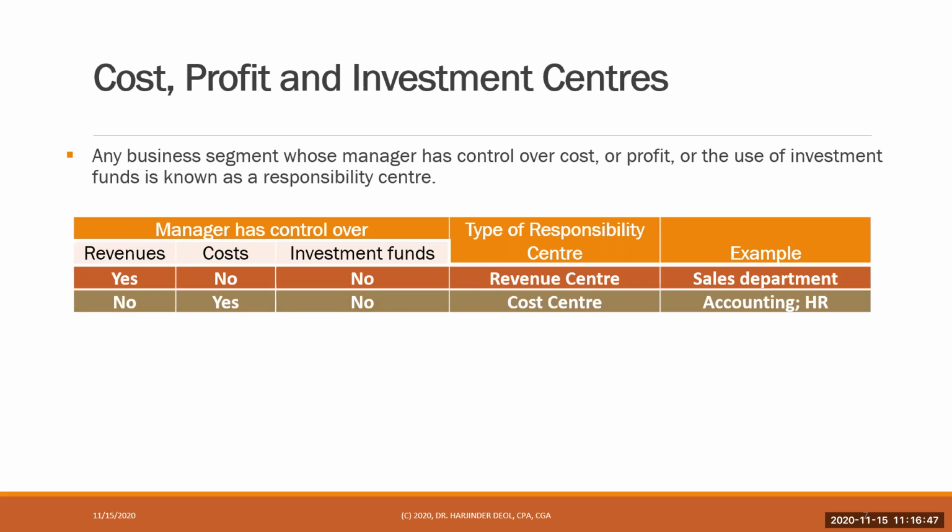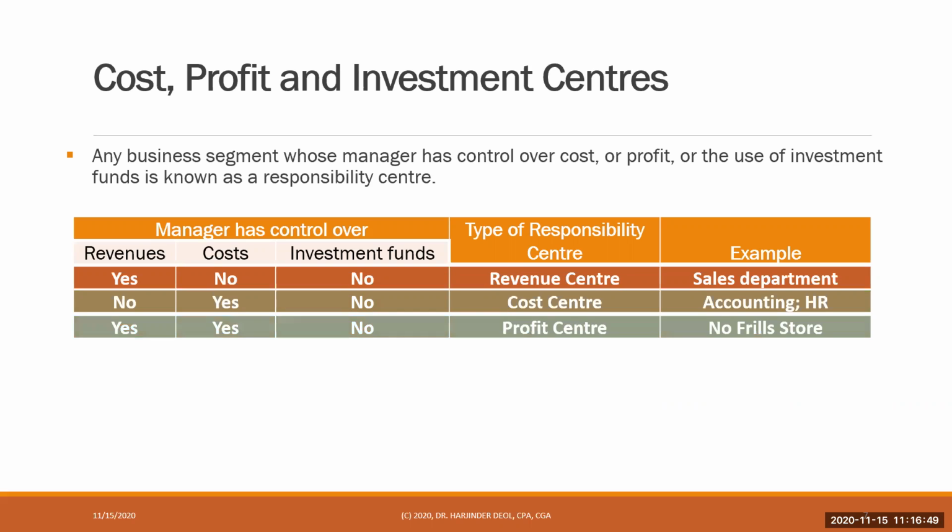Where the manager has control over both revenues and costs, but not investment funds, we call that responsibility center a profit center. An example of that might be your typical retail store. So for example, a no-frills store, the manager of that no-frills store has some authority, some say over the pricing. They are able to put on manager specials, etc. And they're also responsible for controlling costs, but they don't have much say over the deployment of investment funds.